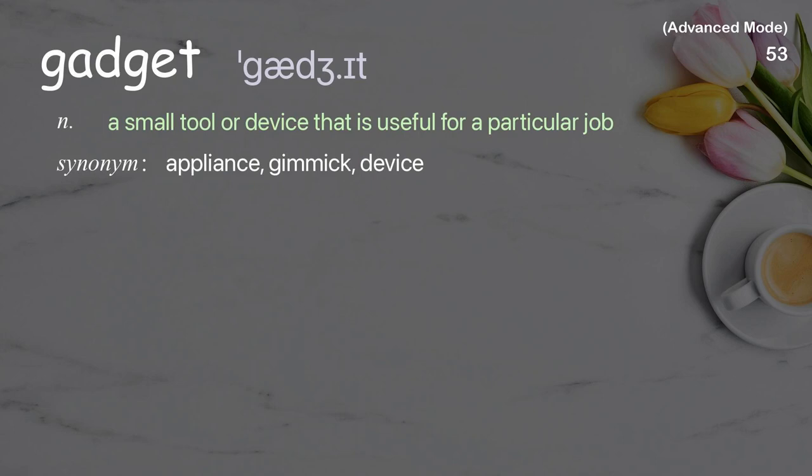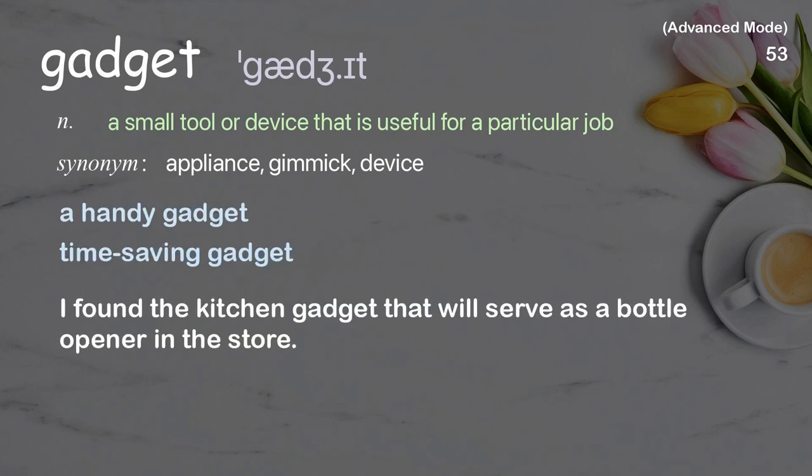Gadget: a small tool or device that is useful for a particular job. Examples: a handy gadget, time-saving gadget. I found the kitchen gadget that will serve as a bottle opener in the store.